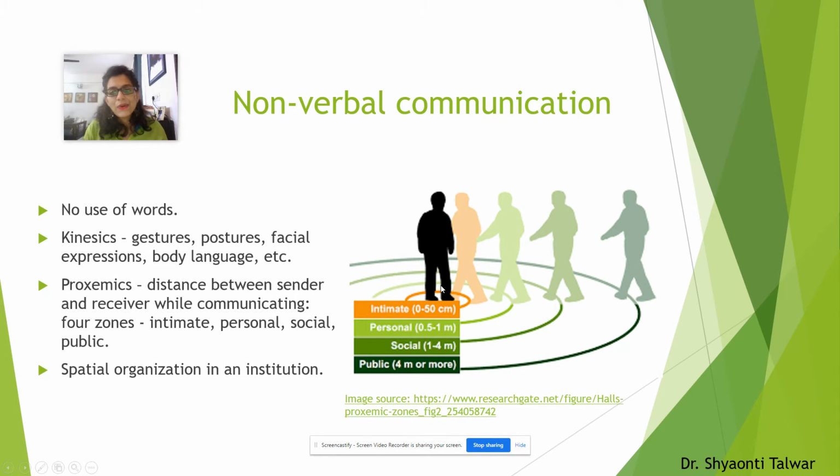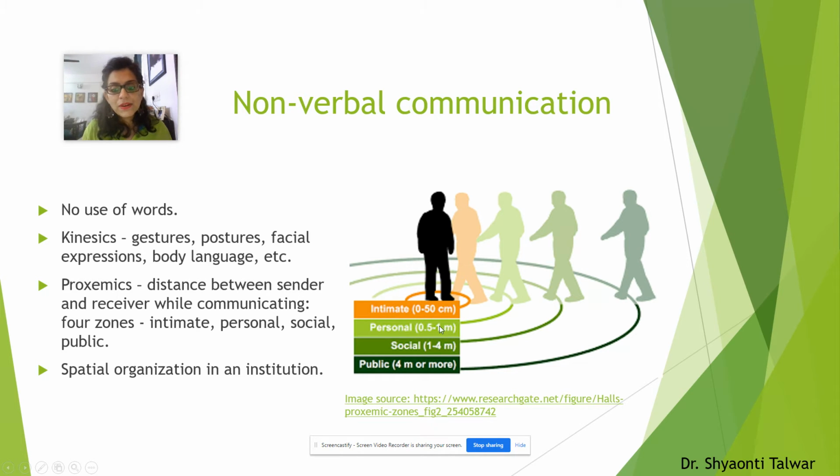The next you have is your social zone, where you interact with, say, people you know a little, your acquaintances, maybe your colleagues, people who you work with, or your peer group, your classmates could be, people who you study with. So it could be people who you share a professional and a social relation with, with whom you are not exactly close, but you're acquainted, right? So this is your social zone, which is between 1 and 4 meters, right?